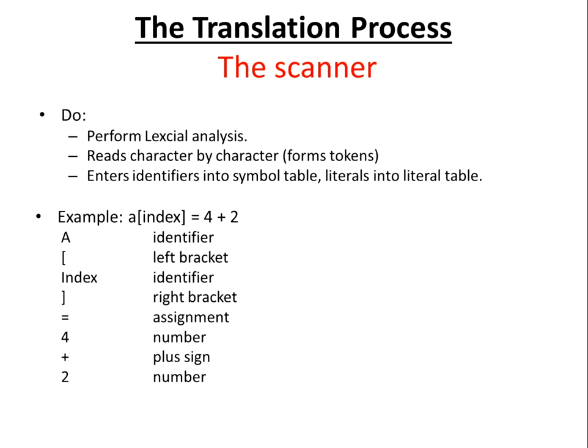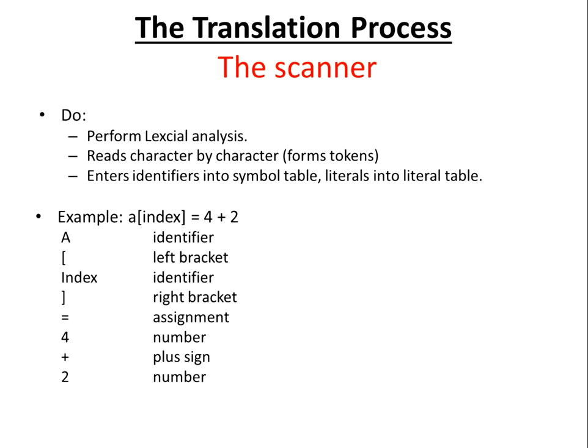So if you pass this line of code, A[index] = 4 + 2, to the scanner, it will find out the tokens in this line. So for instance, A is an identifier, it's a variable name. Left bracket is a left bracket. Index is an identifier. Then we have the square bracket symbol and its token, which is right bracket. Then we have the equal sign, which is an assignment. Then we have 4, which is a number, plus, which is a plus sign, and 2 is a number.